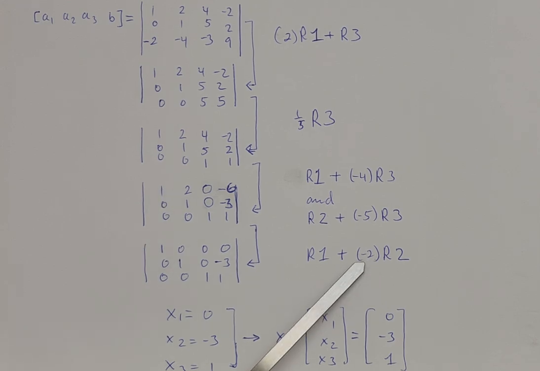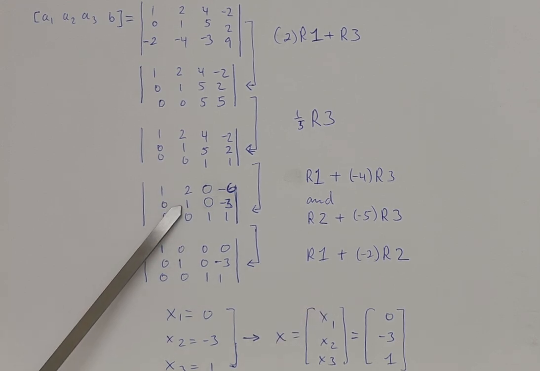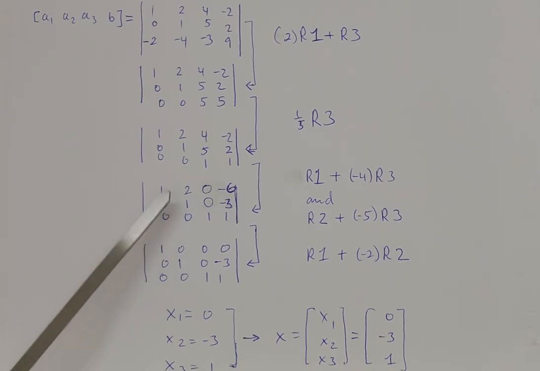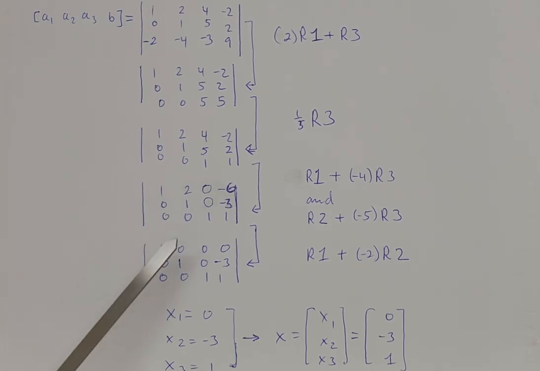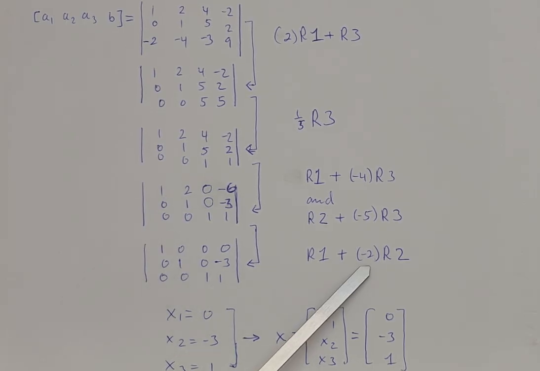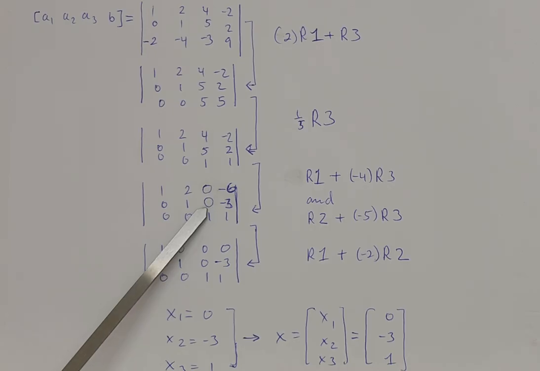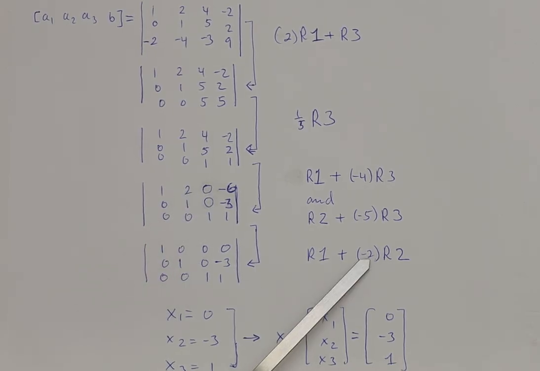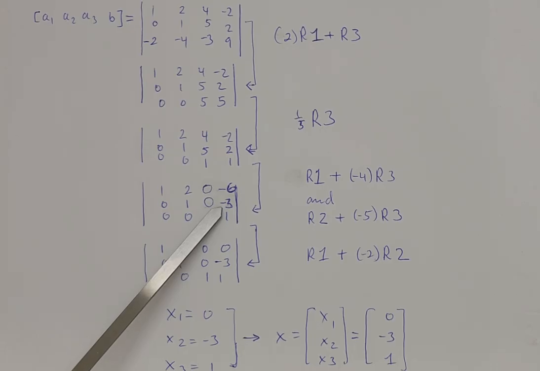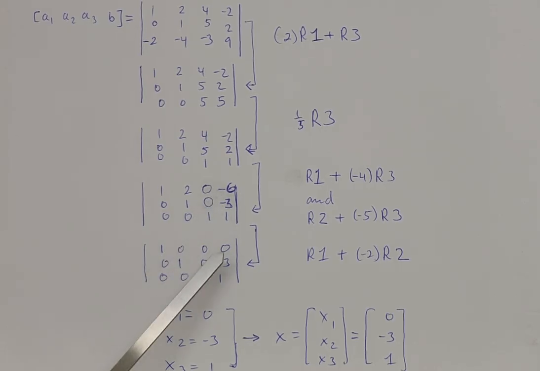So -2 times 1 is -2. -2 plus 2, 0. Negative 2 times 0 is just 0. 0 plus 0 is still 0. Negative 2 times negative 3 will become positive 6. 6 subtract 6, 0. Once you have 0, 0, 0, and 0, 0, then you are done.